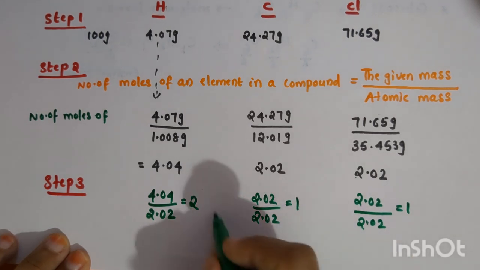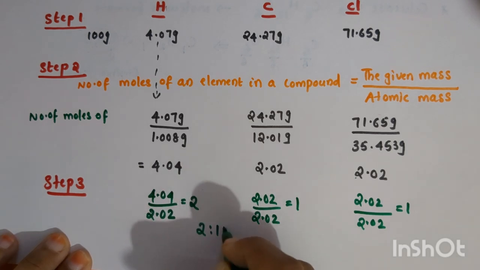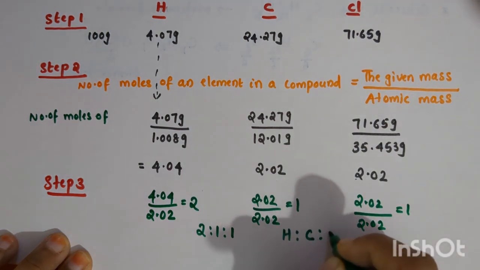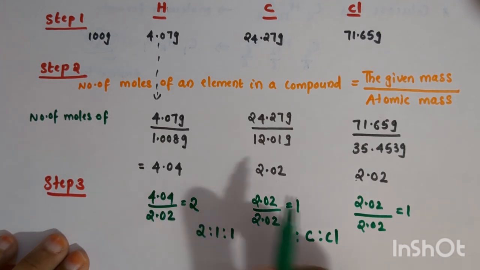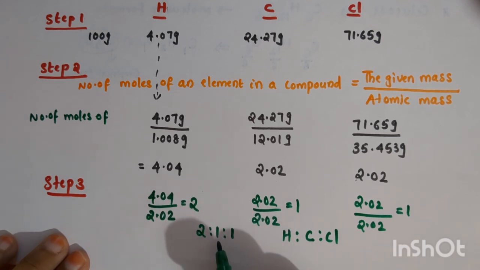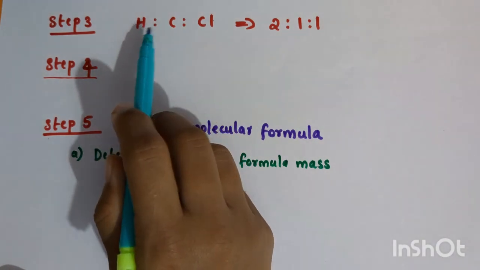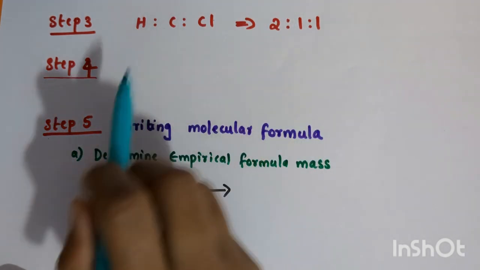We are actually getting the ratio 2:1:1. This is for hydrogen, carbon, chlorine. So for hydrogen, carbon and chlorine, we are getting their ratio as 2:1:1. In case the ratios are not whole numbers, then they may be converted into whole numbers by multiplying by a suitable coefficient. Here they are all whole numbers, so it is quite okay, 2:1:1. So in step 3, we got the ratios of these elements present in the compound, that is 2:1:1, for hydrogen, carbon, chlorine, in that order.